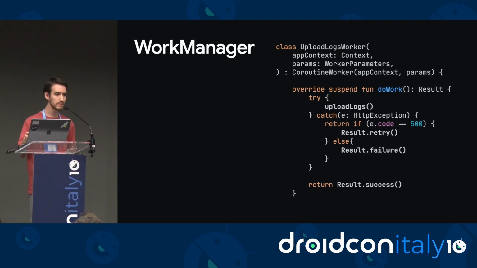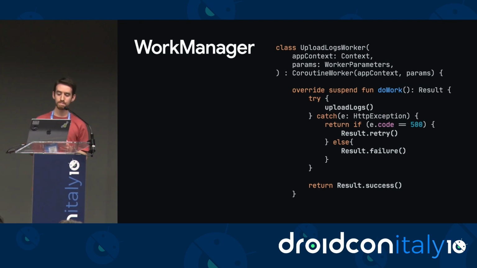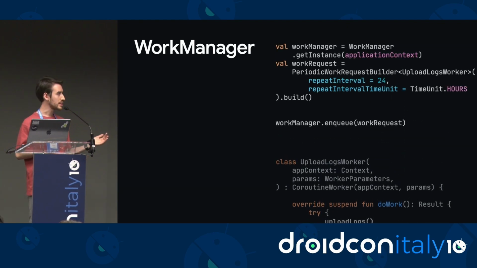a CoroutineWorker that enables us to use coroutines. You can also use Worker. There is a normal Worker, or RxWorker. There are many types of worker. So from this method, doWork, we have to return a result, and we can return success if the action we needed to run is done, or retry or failure to tell WorkManager what it needs to do. So how do we schedule this?